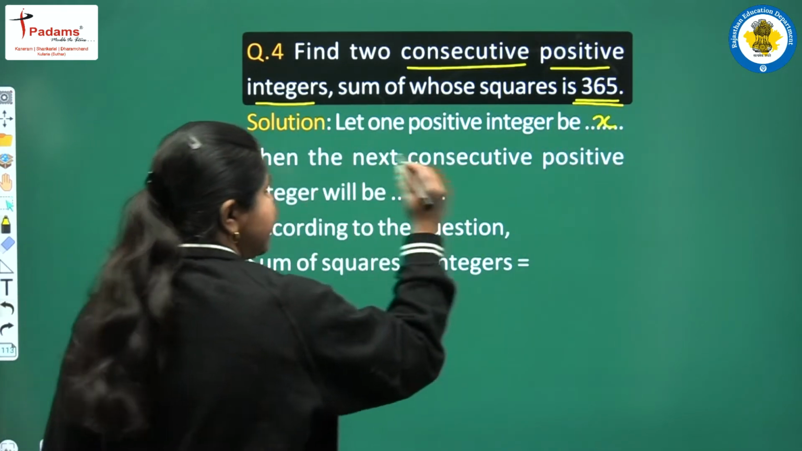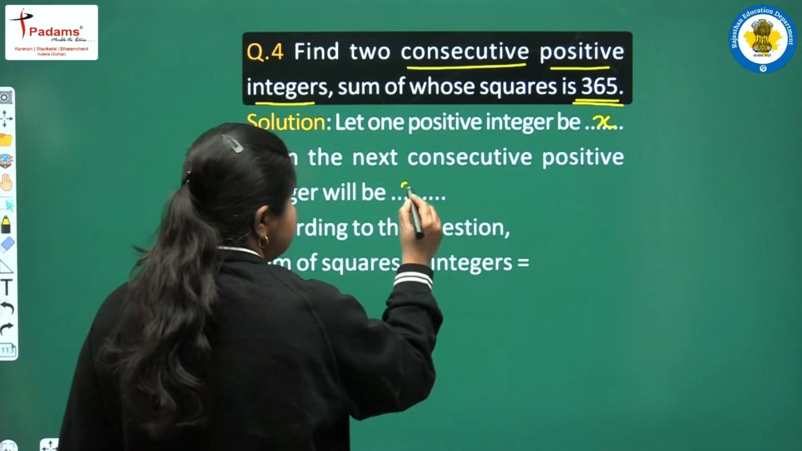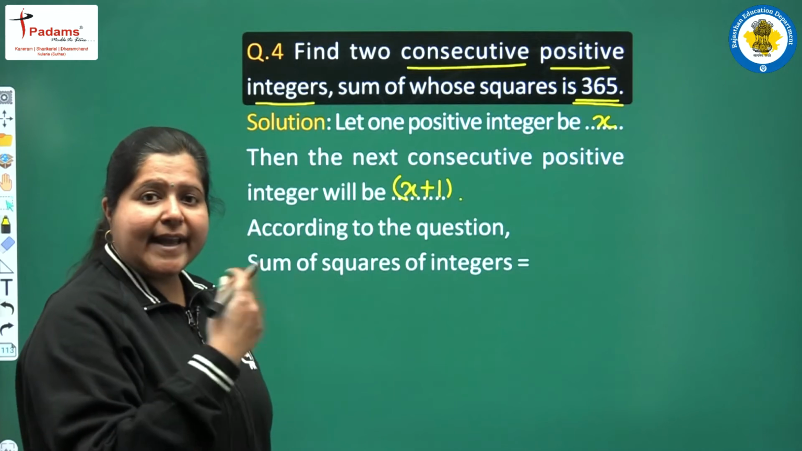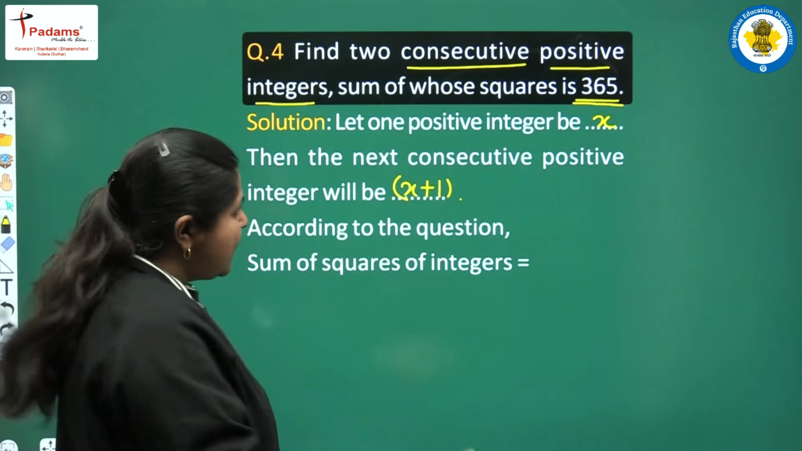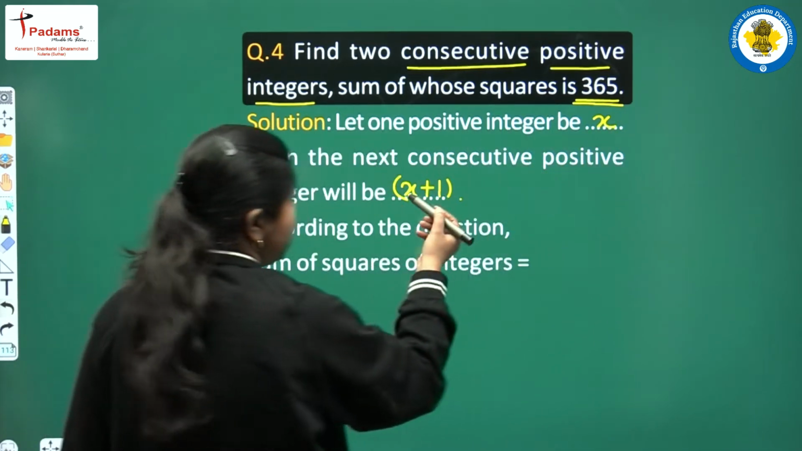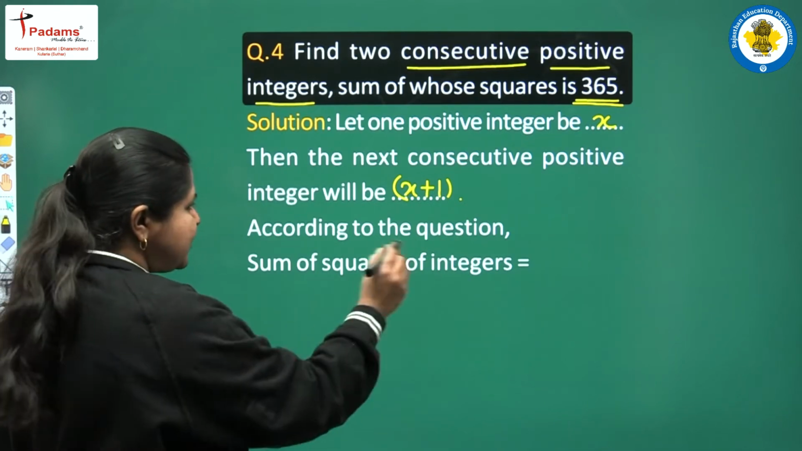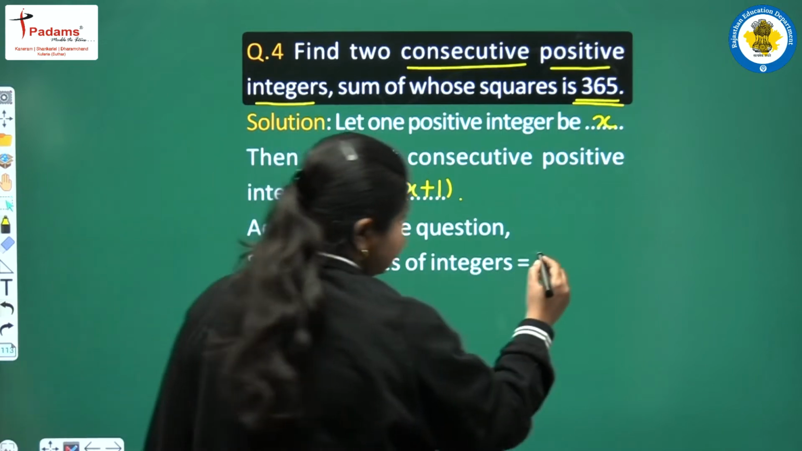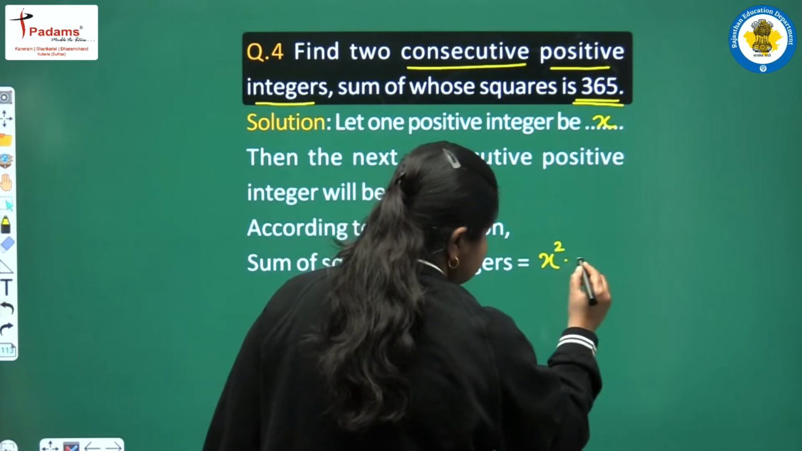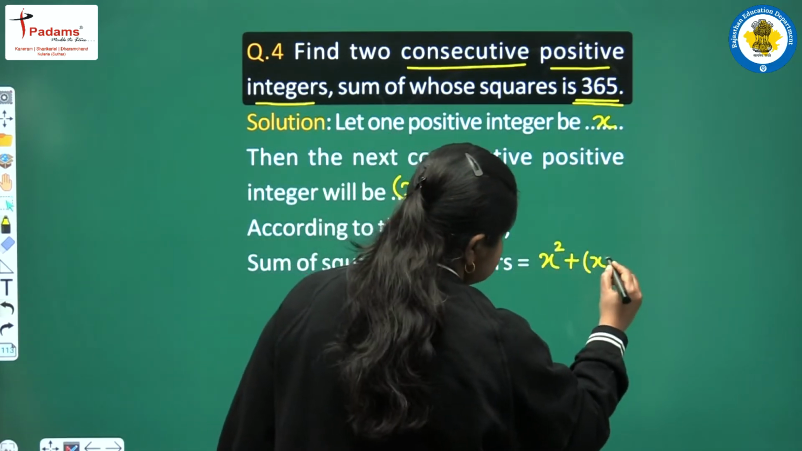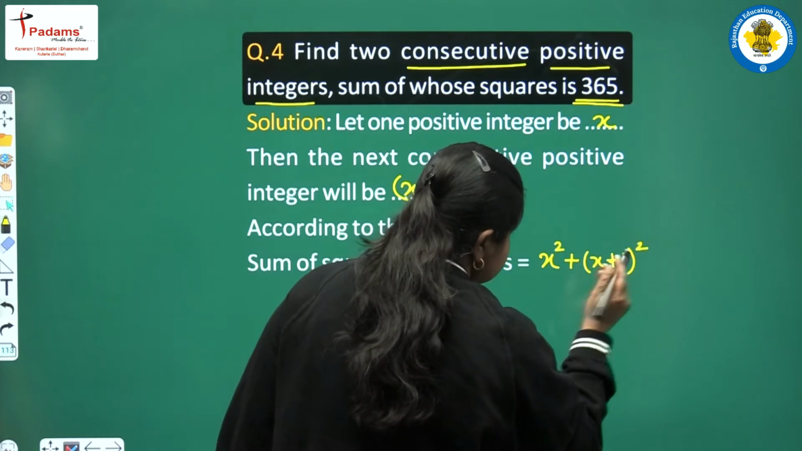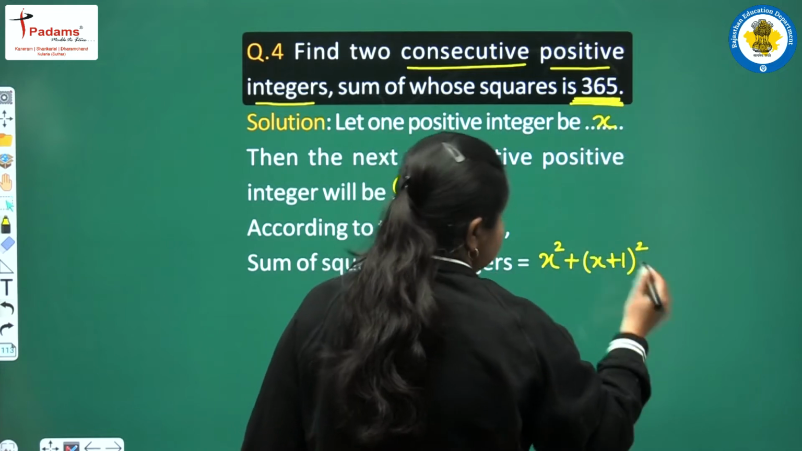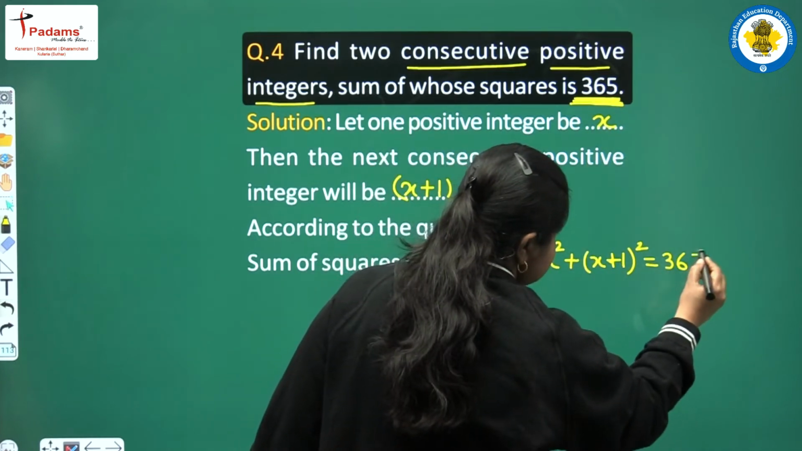And then obviously the next consecutive positive integer will be x plus 1. जैसे ही हम 1 ऐड करते हैं हमें नेक्स्ट इंटीजर मिल जाता है, कॉन्सिक्यूटिव इंटीजर, और इसलिए अगर एक इंटीजर है x तो अगला होगा x plus 1. नाउ अकॉर्डिंग टू द क्वेश्चन, सम ऑफ स्क्वायर्स ऑफ दीज इंटीजर्स, स्क्वायर करेंगे हम दोनों ही इंटीजर्स का. फर्स्ट इंटीजर है x, इसका स्क्वायर प्लस सेकंड इंटीजर का स्क्वायर, x plus 1 होल स्क्वायर. The sum of their squares has been given equal to 365. So this is equal to 365.